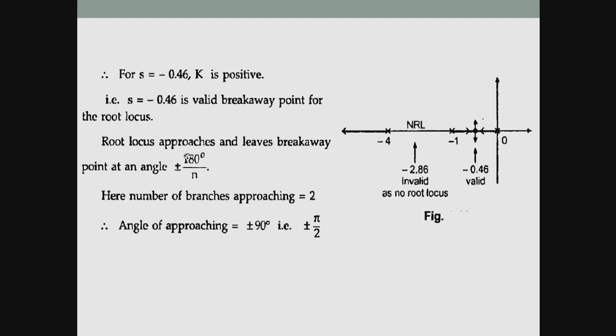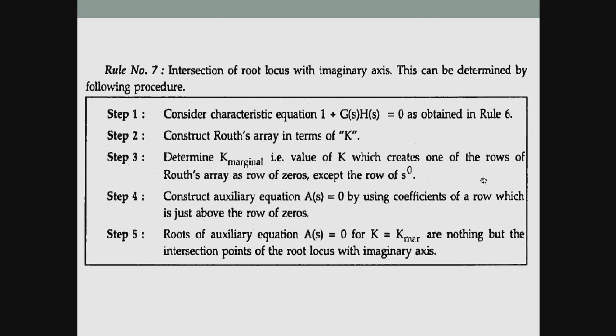The angle at which the locus leaves the breakaway point is 180 degrees plus or minus by n, where n is the number of branches approaching. Here, one from this side and one from this side, it will be 2. So it will be plus or minus 90 degrees. So the breakaway point will be moving this way and this way. This is how it is.